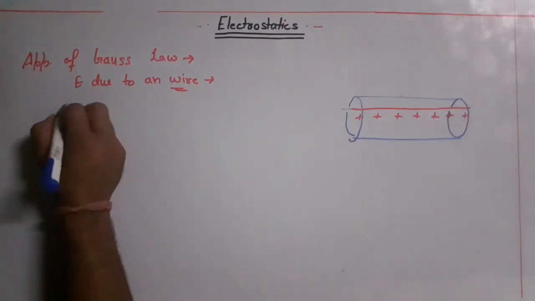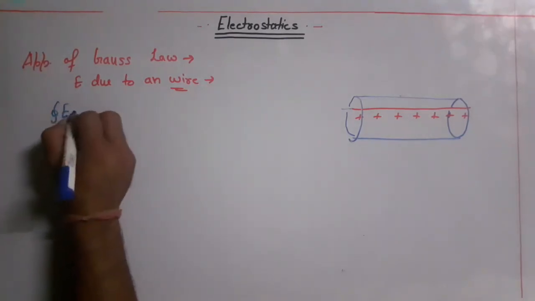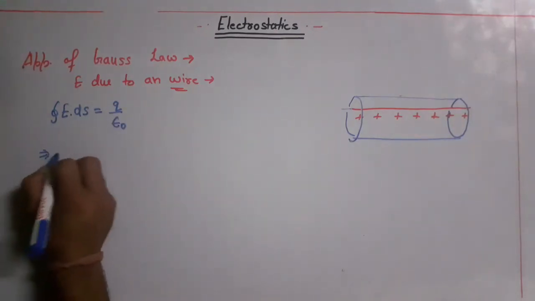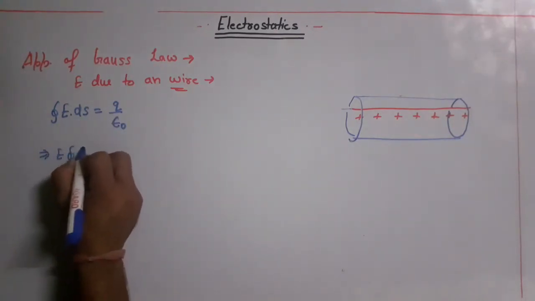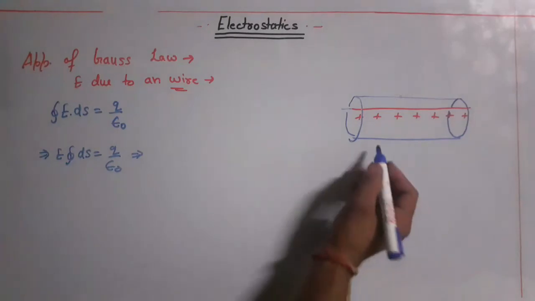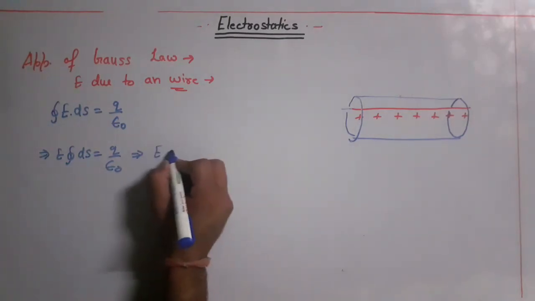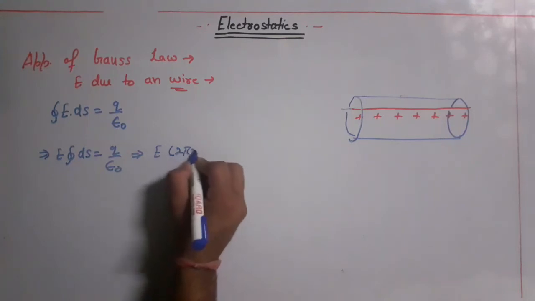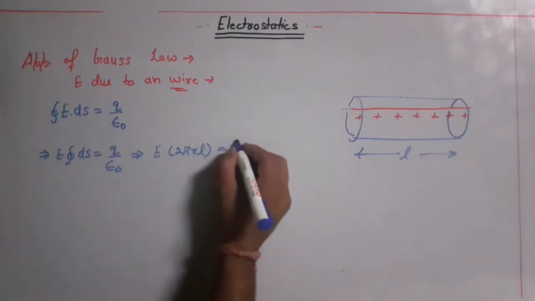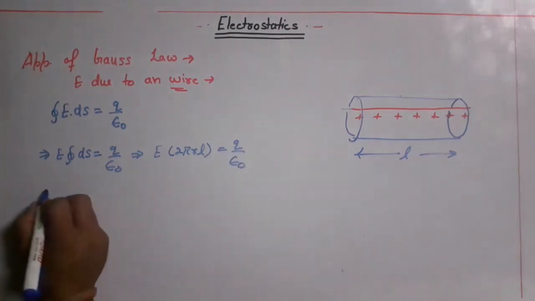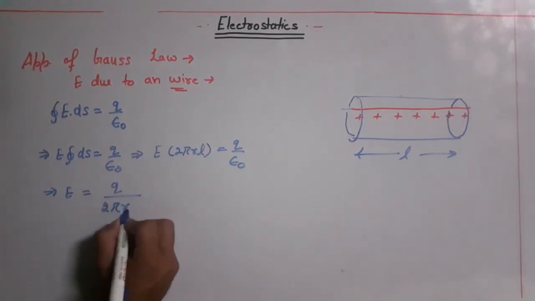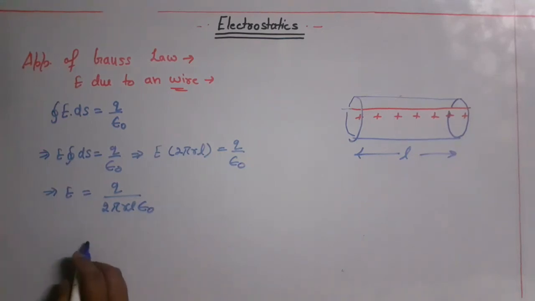Now what is Gauss law? Gauss law states that the closed integral of E dot ds is equal to q by epsilon naught. Let's convert it. E is outside of the integration, and the integral of ds is equal to q by epsilon naught. What is the value of ds? What is the surface area of this cylinder? The surface area of a cylinder is 2 pi r l, because we have taken this length as l, equal to q by epsilon naught. So what is the value of E from here? The value of E is equal to q divided by 2 pi r l epsilon naught. So this is our electric field due to a wire.